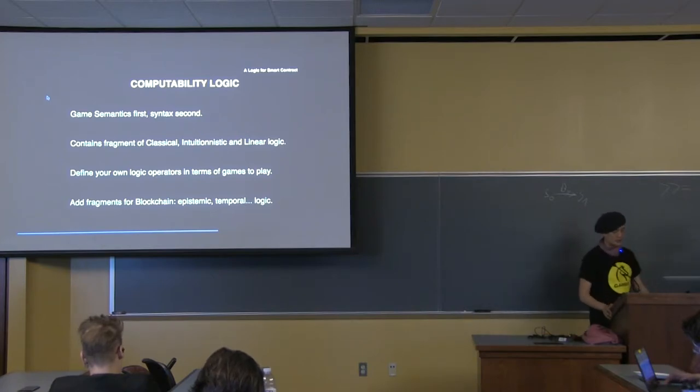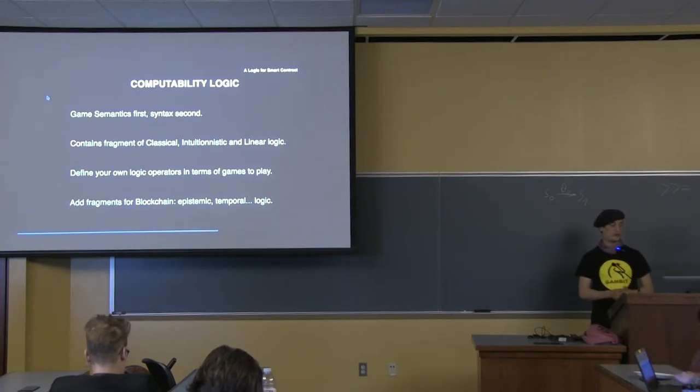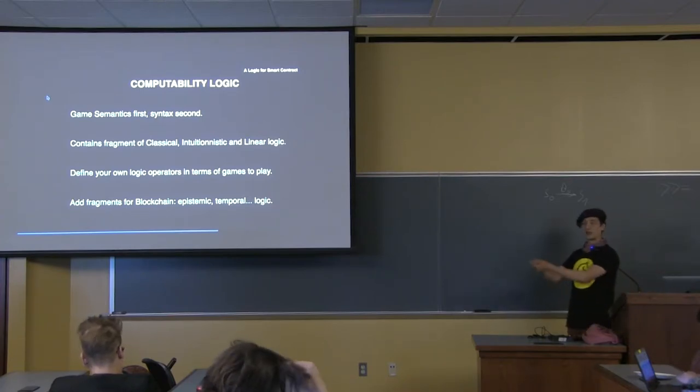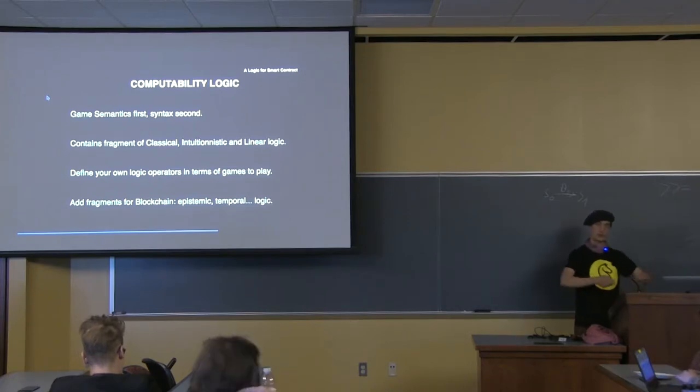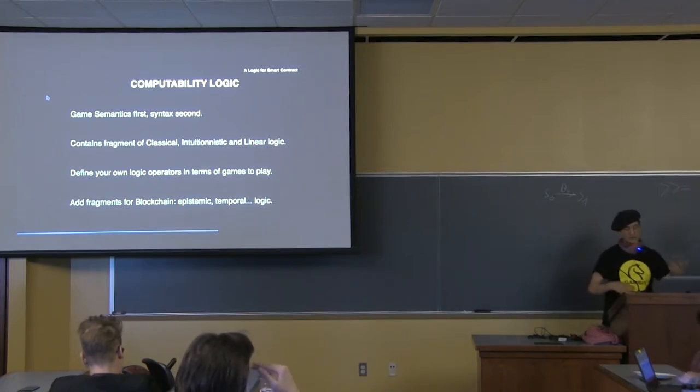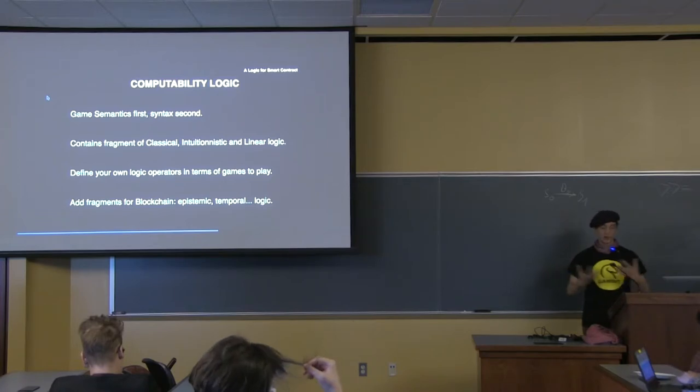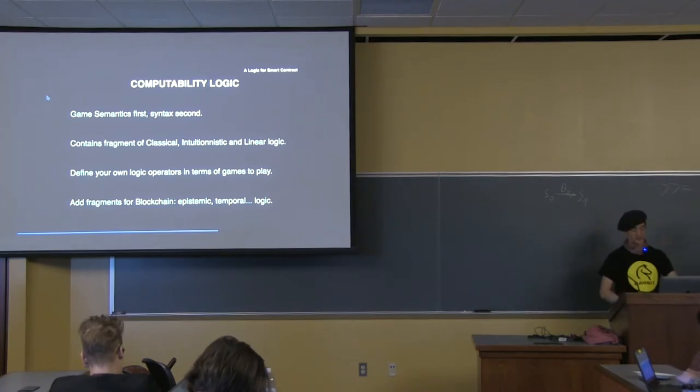And for blockchain, we'll have to add the fragments for epistemic logic. This guy knows this guy knows that key. And you have fragments from temporal logic. There is a timeout and things like that. And the properties preserved across time. And you can add the fragment that you need because the approach is semantics first, syntax second.